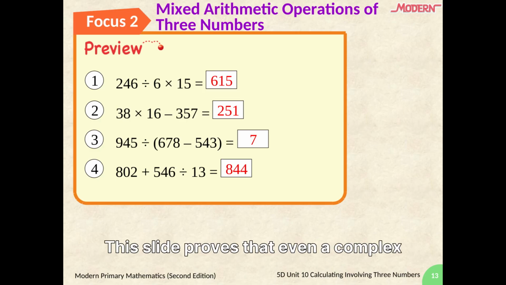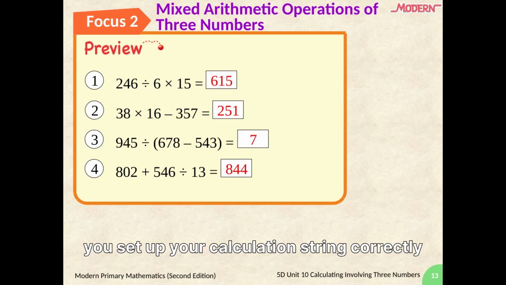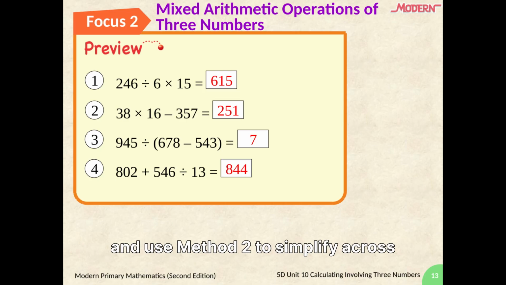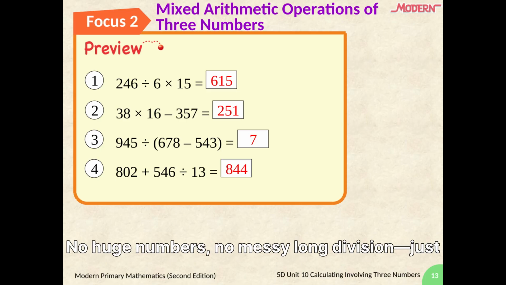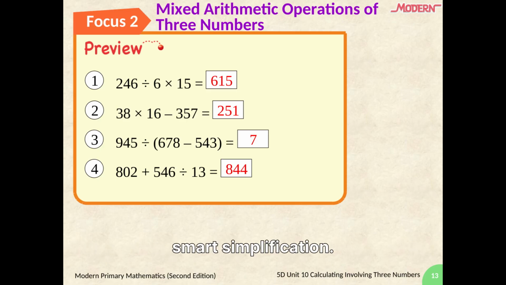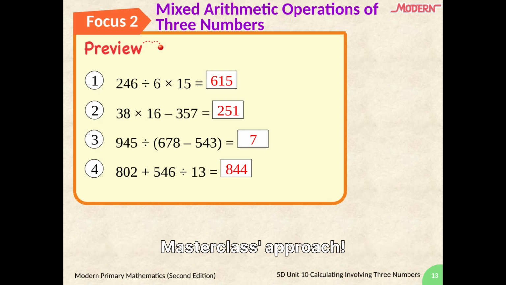This slide proves that even a complex story problem can be solved quickly if you set up your calculation string correctly and use method 2 to simplify across the whole line. Look how clean that math looks when you cross-cancel. No huge numbers, no messy long division, just smart simplification. That's the power of the word problems masterclass approach.